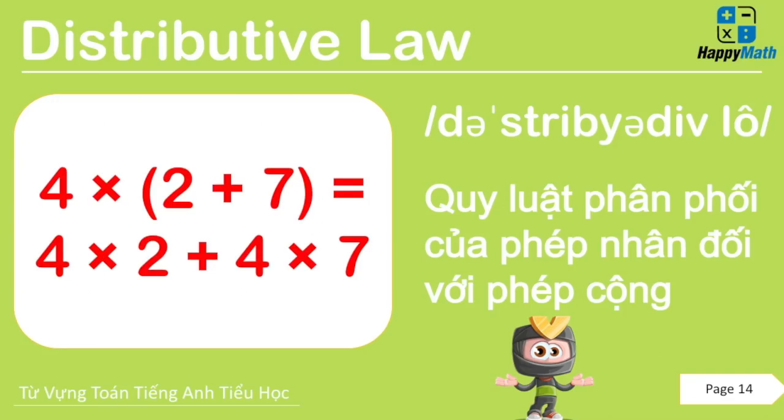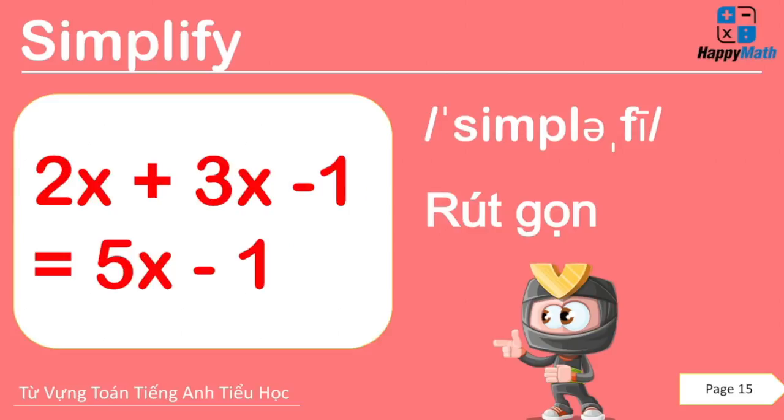Distributive law. The rule when you multiply one number with a bracket and expand the bracket is the distributive law. Simplify.